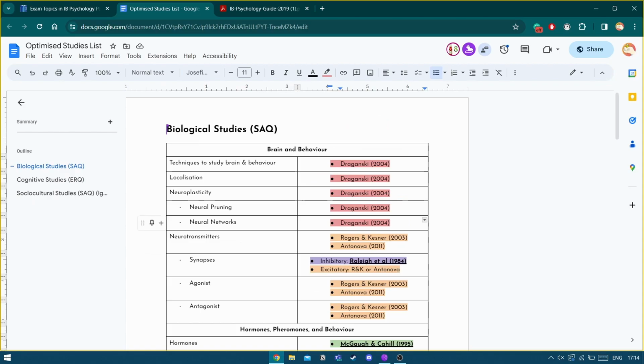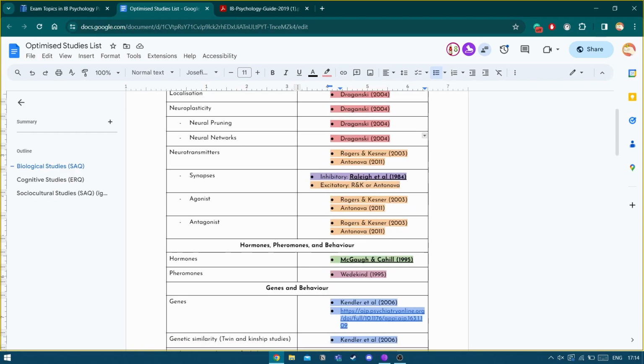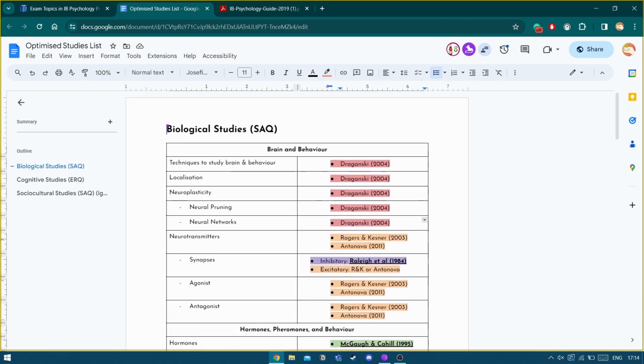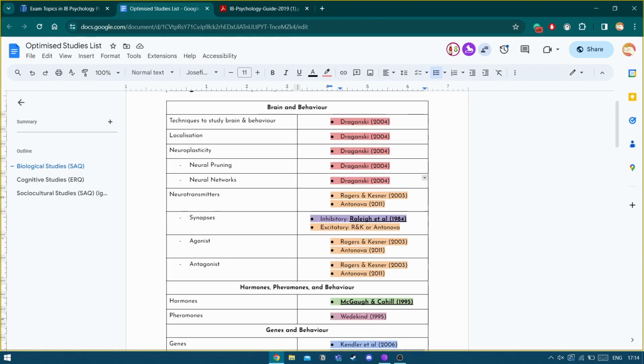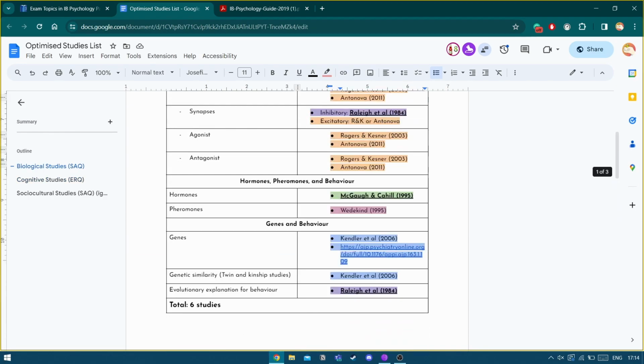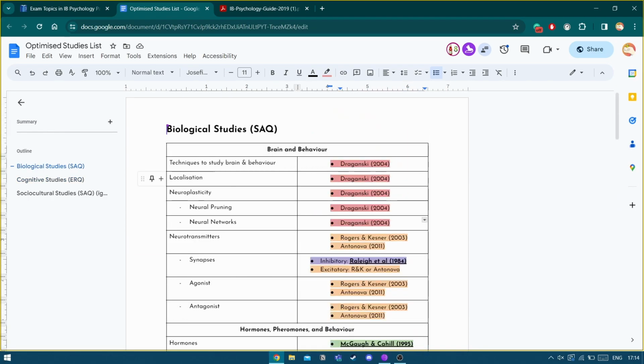So each unit is split into different topics. So for example, bio is split into brain and behavior, hormones and pheromones, genes and behavior. And each topic needs to have one research method and one ethics question. And so I did that. I did all of that. And yeah, let's get right into it.